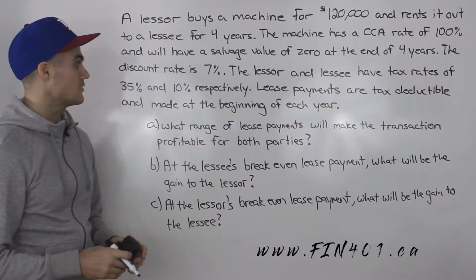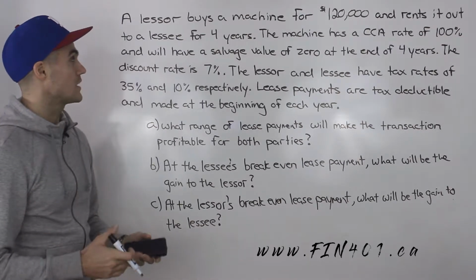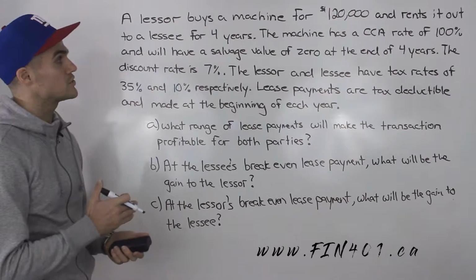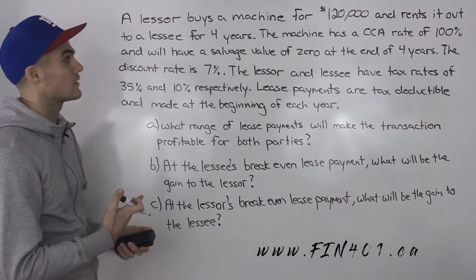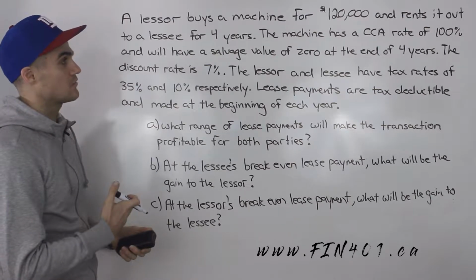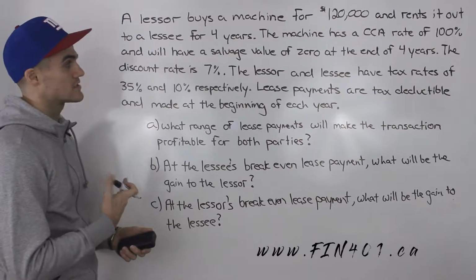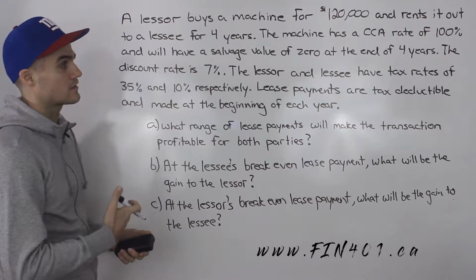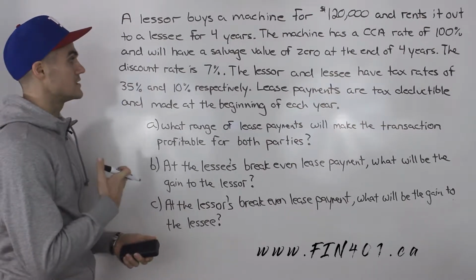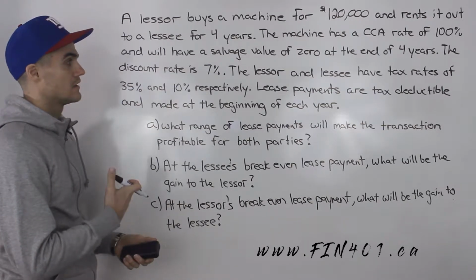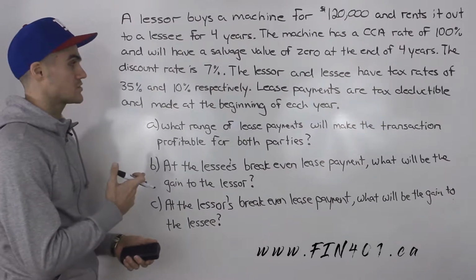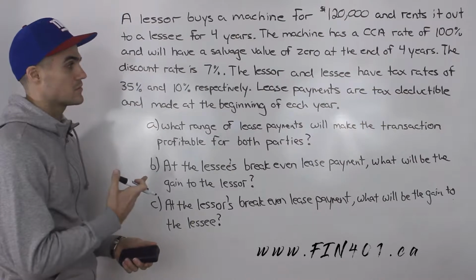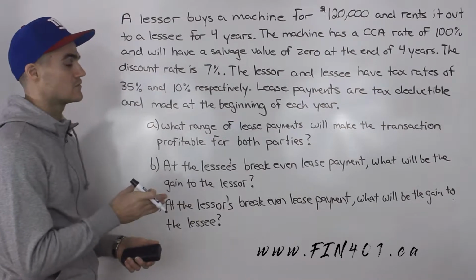So let's read what is going on here. We have a lessor. They buy a machine for $120,000 and rent it out to a lessee for 4 years. The machine has a CCA rate of 100% and will have a salvage value of 0 at the end of 4 years. The discount rate is 7%. The lessor and lessee have tax rates of 35% and 10% respectively. Lease payments are tax deductible and made at the beginning of each year.